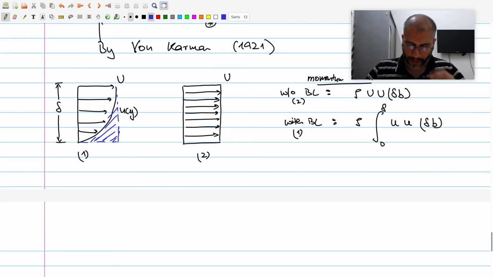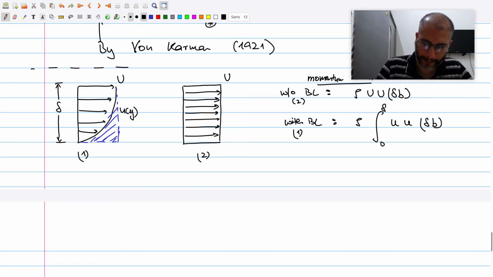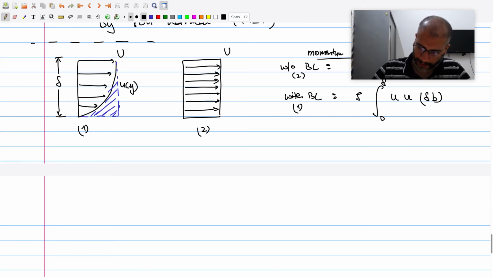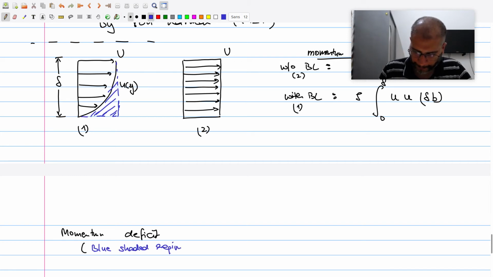So the reason I'm discussing all this is because I want to define something called deficit of momentum. Okay. So there is a momentum deficit, which is the blue shaded region. Okay, we're talking about momentum. Just don't consider the area, it's the momentum we're talking about.